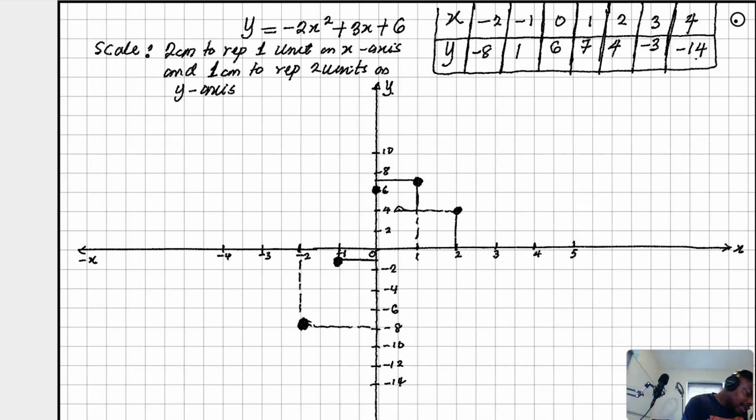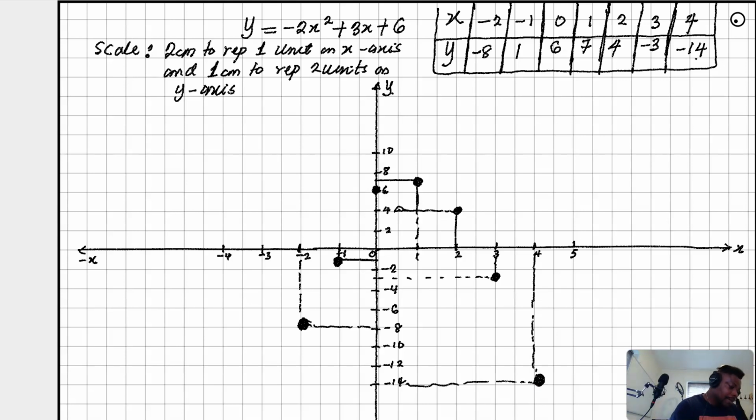Now, when x is 3, y is minus 3. Minus 3 is between minus 2 and minus 4. Okay? So minus 3 should be here. Okay, so there's a dot here. Then when x is 4, y is minus 14. So minus 14. Okay, so there's a dot here.